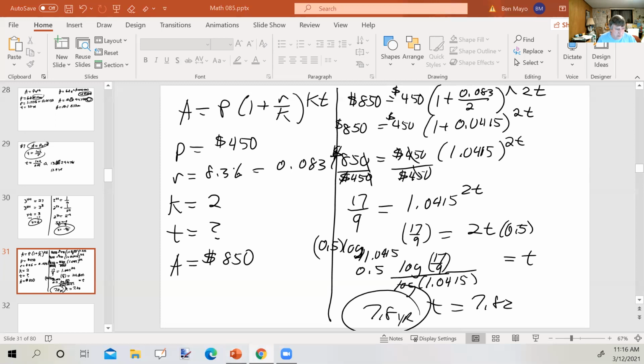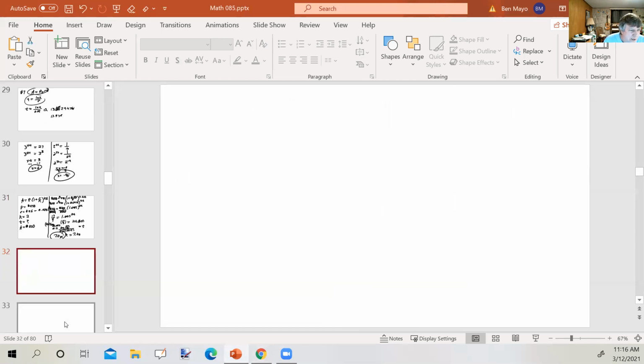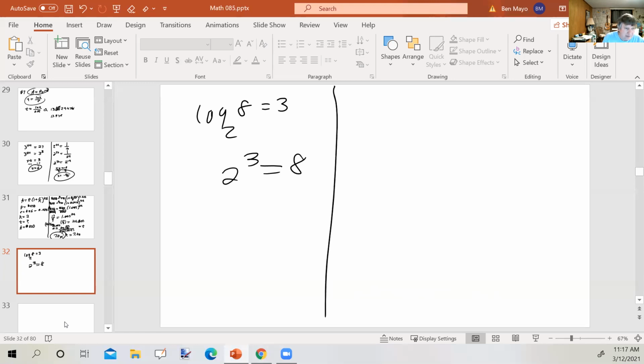Let's see here. This says, write the statement log base 2 of 8 equals 3 in exponential form. So that would be 2 to the 3rd power equals 8. The next one says, write the statement 3 to the negative 1 equals 1/3 in logarithmic form. So that would be log base 3 of 1/3 equals -1.